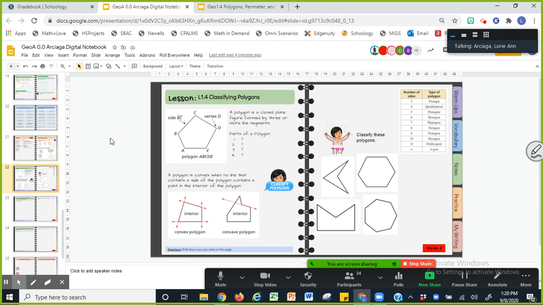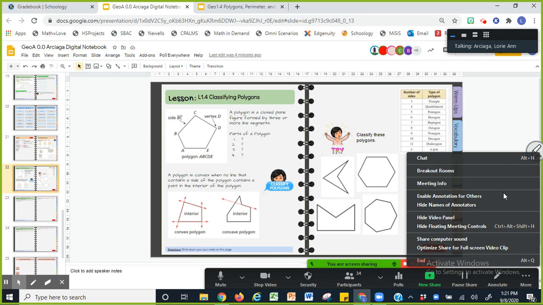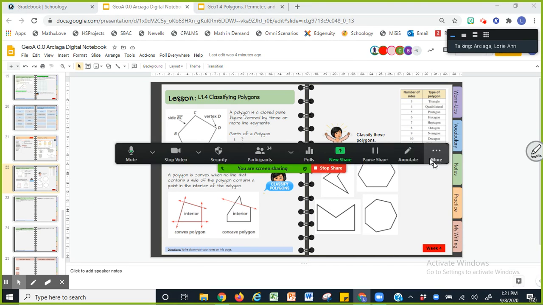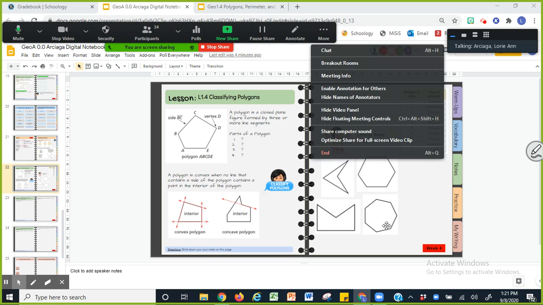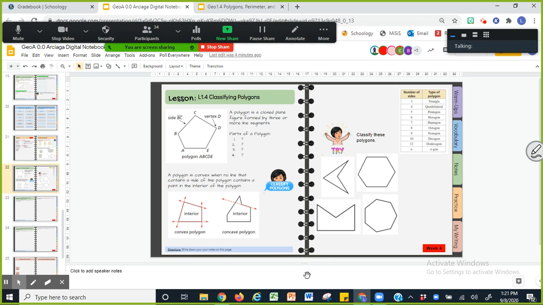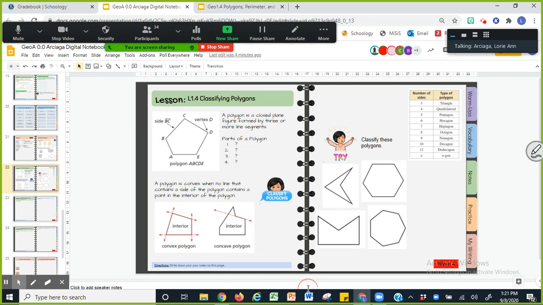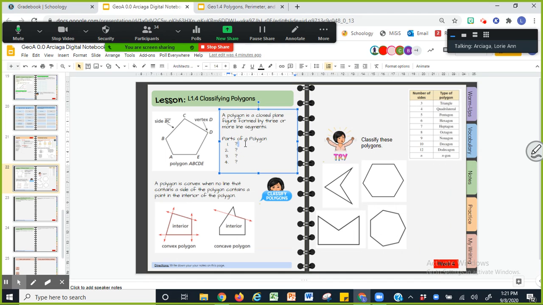All right, so the first chunk of our lesson. Now, this is super easy. You'll like this part of the lesson today. We are going to classify polygons. So, to begin with, I have a box here that has four question marks.